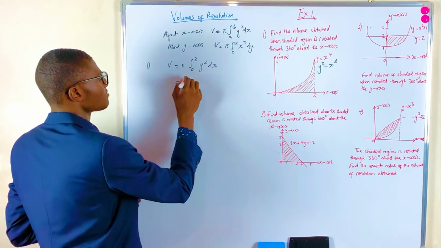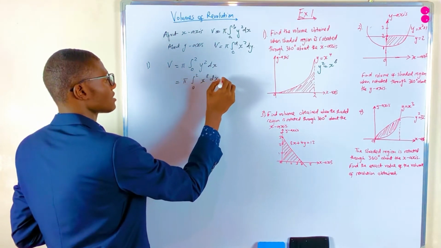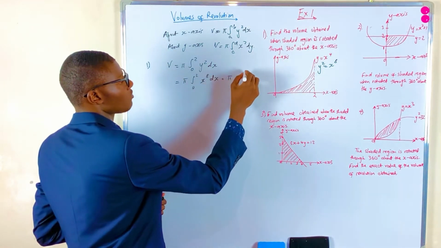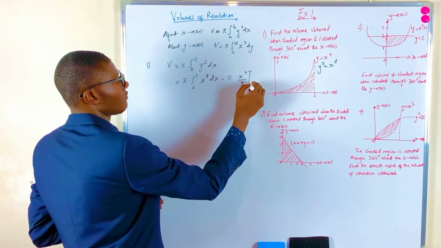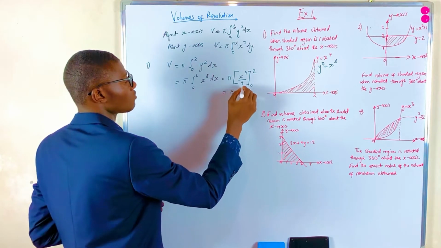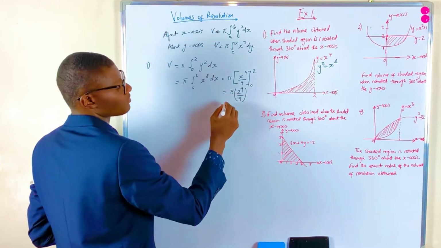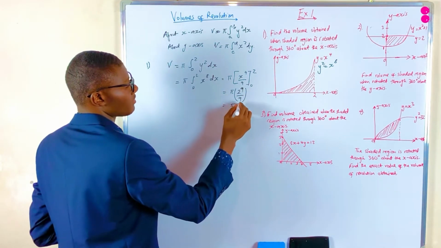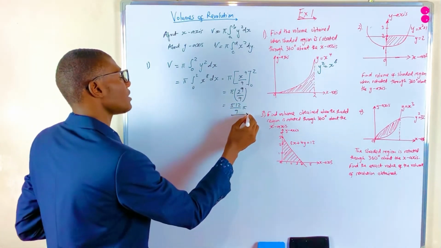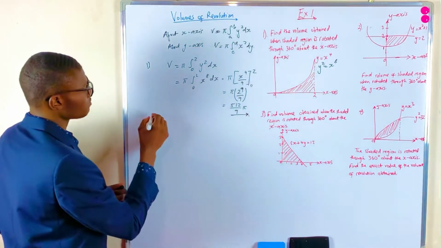Then we're saying V is pi integral from 0 to 2 of x to the power 8 dx, which would be equal to pi x to the power 9 over 9 from 0 to 2, which would be pi times 2 to the power 9 over 9, minus 0, of course. This would give us 512 over 9 pi. So this is the result that we get for number 1.